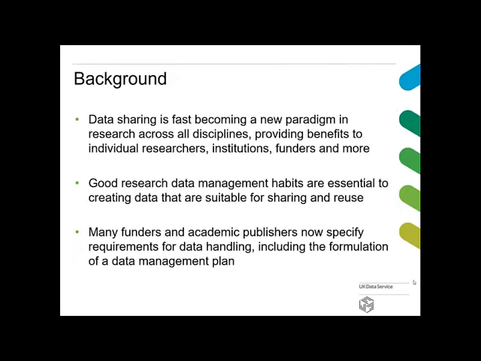So a little bit of background about data sharing. What we're finding now is that data sharing is becoming very important across all disciplines and provides a variety of benefits, not just to the individual researchers, but also the institutes, the funders and the general public at large. Good research data management habits are essential to ensure that the data which are created at the end of a research project are suitable for sharing and reuse by others. And what we're finding now is that many funders and academic publishers are requiring data sharing and also specifying their own requirements around data handling, including the formation of something called a data management plan.